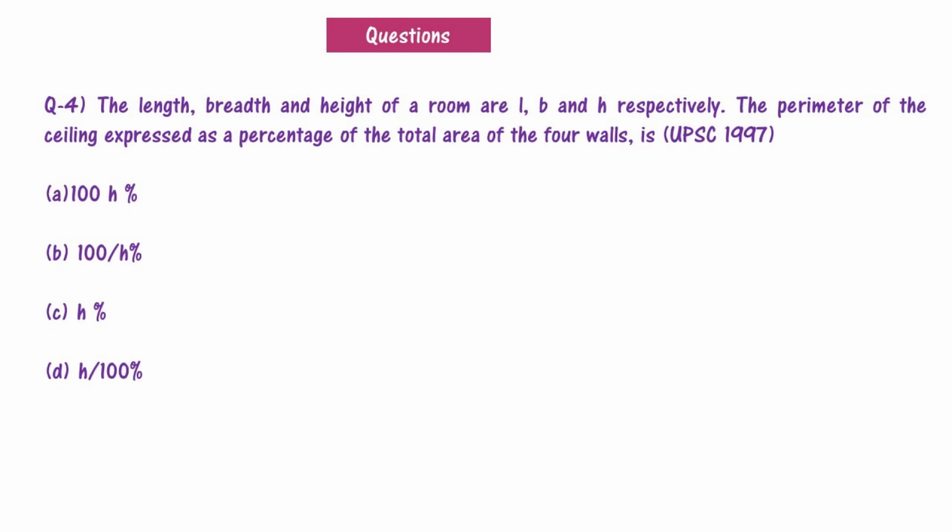Now comes question number 4. The length, breadth and height of a room are L, B and H respectively. The perimeter of the ceiling expressed as a percentage of the total area of the 4 walls is. This is a UPSC 1997 question. Options are 100H percent, 100 by H percent, H percent, H by 100 percent. Please solve this question.